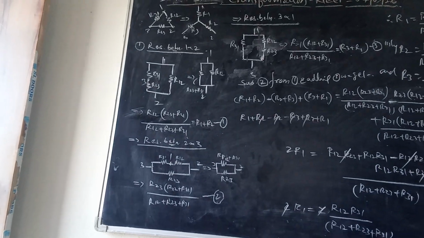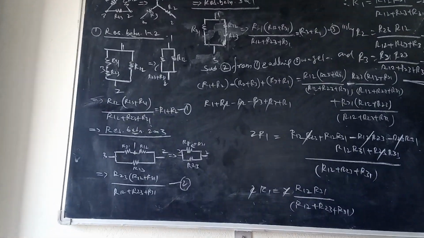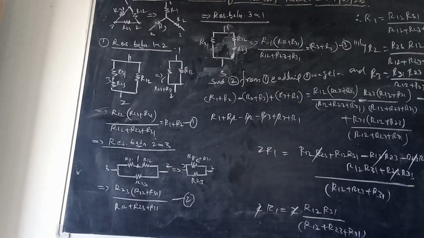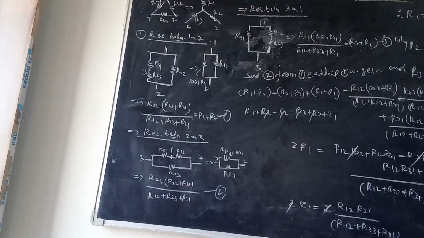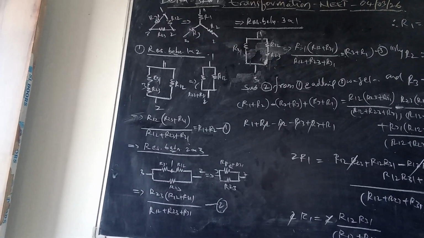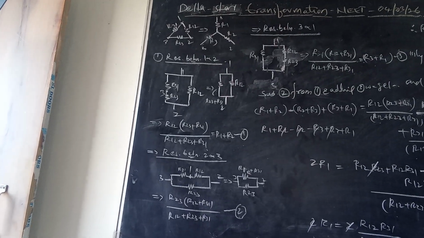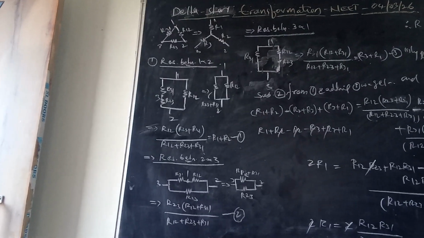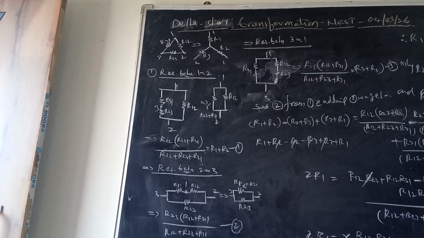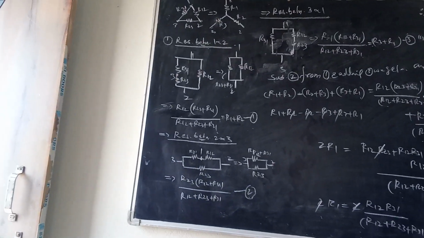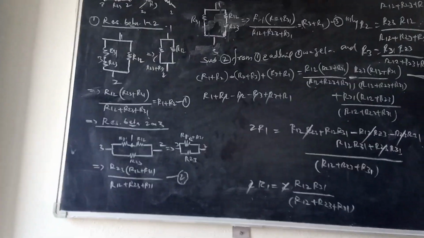So first we should talk about delta to star, how to conclude the total resistance with the help of this. Suppose that three resistances between points 1, 2 and 3 are connected in delta, named as R12, R23, R31. And side by side, they are converted into star, taken as R1, R2 and R3. So the first solution is the resistance between the points 1 and 2.